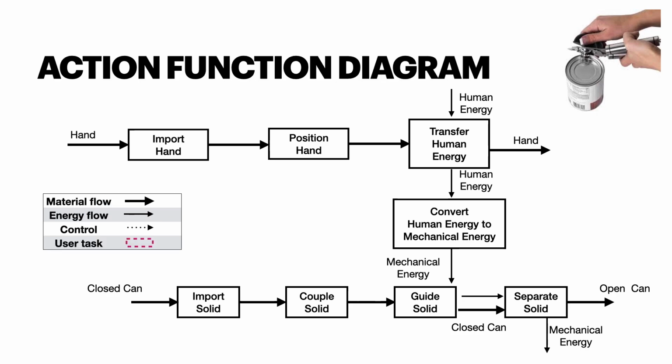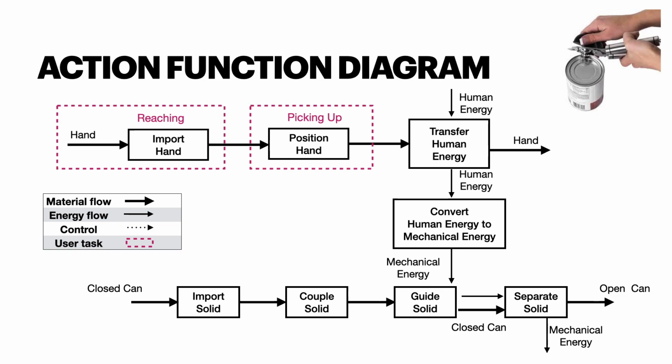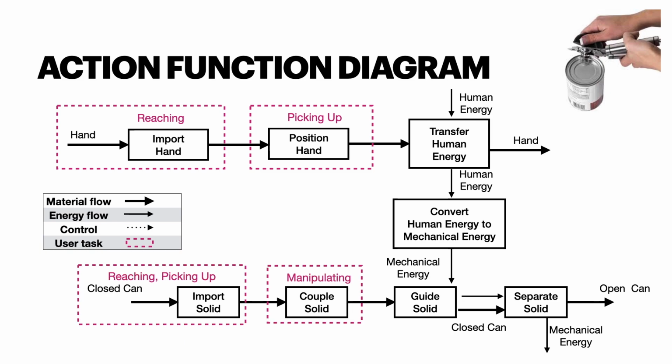So the next step is to build the action function diagram. And we are going to use the functional model as our base, as our blueprint for this device. So now we are going to map these user tasks and draw them around these different functions and try to identify where we have a match. So if you remember from our previous activity diagram, first we have the task of using our hand to reach to the device. We will need to pick it up from the handle, and we will need to reach out to the can. We will pick it up and then use some manipulation to connect this can with the can opener.